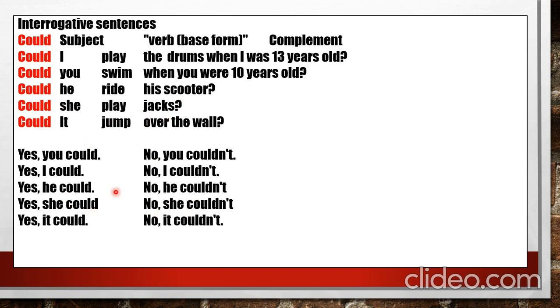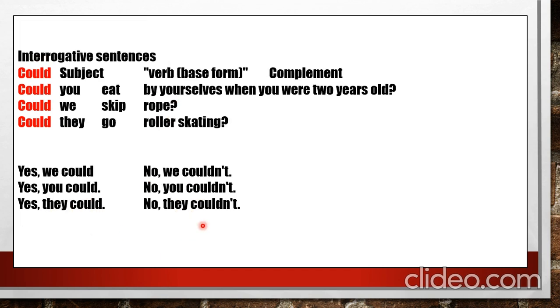Could it jump over the wall? Yes, it could, no, it couldn't. Could you eat by yourself when you were 2 years old? Yes, we could, no, we couldn't. Could we skip rope? Yes, you could, no, you couldn't. Could they go roller skating? Yes, they could, no, they couldn't.